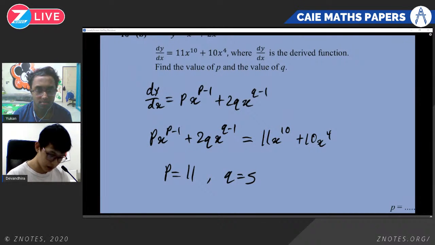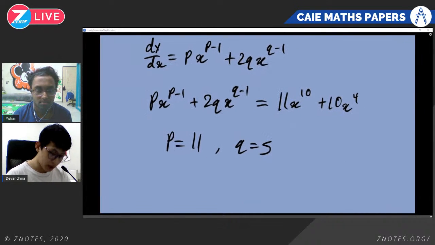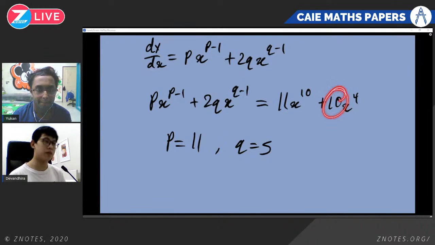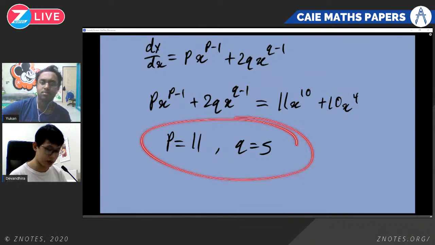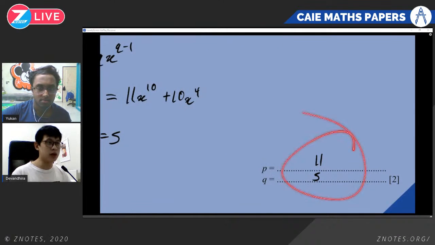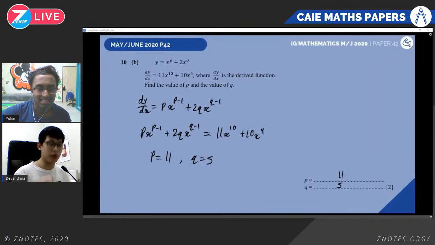So as you can see, I think this is already quite simple, that p is indeed 11, and q is just 5, because when you put q is 5, you get 2 times q, 2 times 5, which is 10. Right? When you put 5 here, minus 1 is just 4. So I think this is quite simple. p is equal to 11 and q is equal to 5. And that's an easy 2 marks, and we're done with the paper.